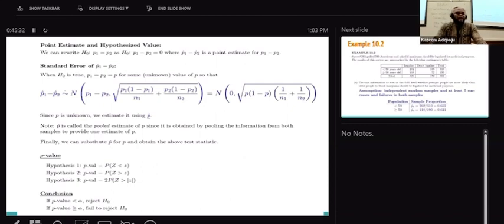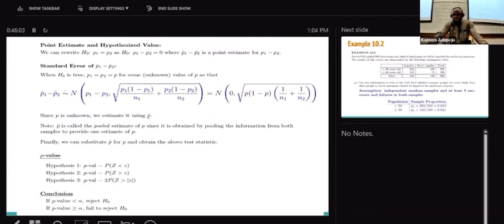When we calculate our Z-score, we need to figure out the p-value. Because if we want to take a decision, we're going to compare our p-value with the level of significance. When the p-value is less than the level of significance, we are rejecting H0. When the p-value is greater than the level of significance, we're going to fail to reject H0. But let me tell you this.